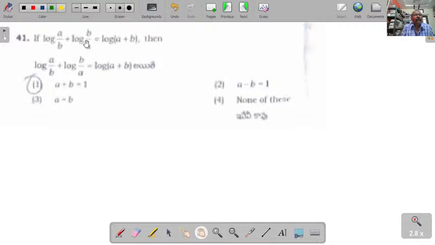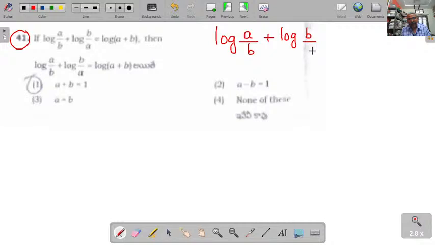So let me read the question. If log of A by B plus log of B by A is equal to log of A plus B. So I request all of you, I have been conducting these classes for 5 years. So please suggest my videos to others also, because they will get benefit in different entrance examinations. Manikanta, absolutely correct your answer.